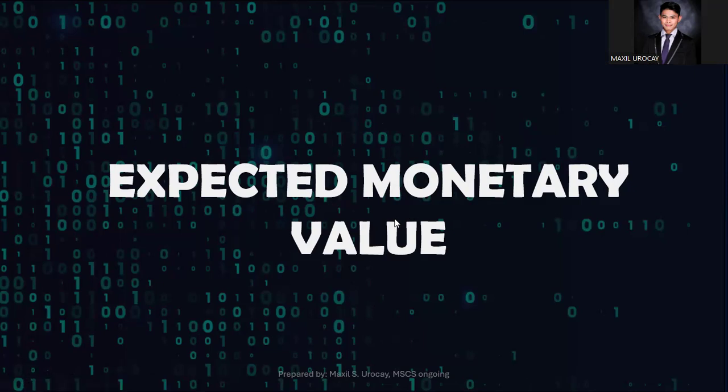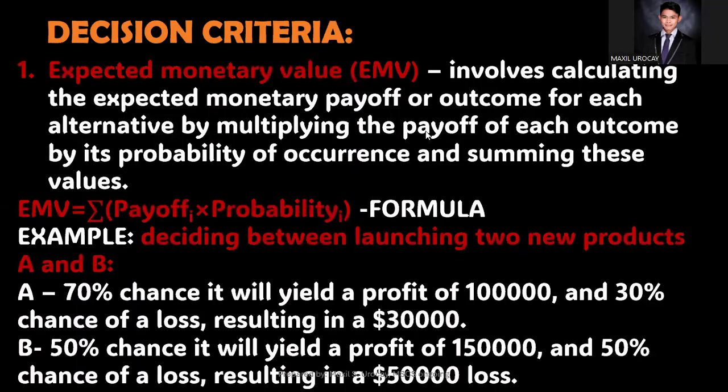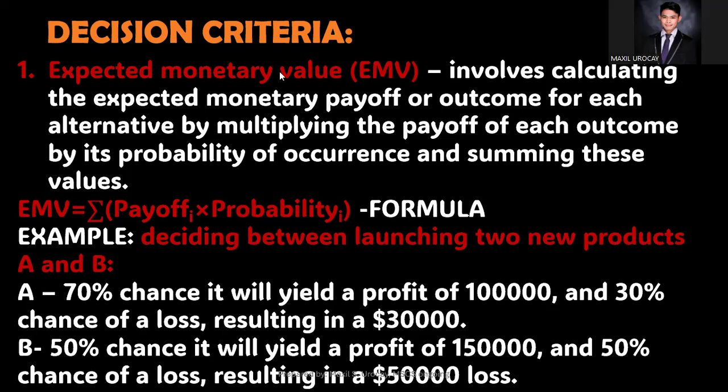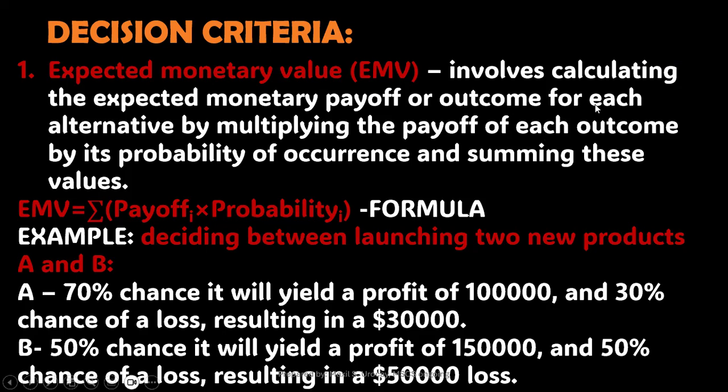In this video, I'm going to give you an example of expected monetary value. For expected monetary value, this involves calculating the expected payoff or outcome for each of the alternatives by multiplying the payoff of each outcome by its probability of occurrence and summing these values.